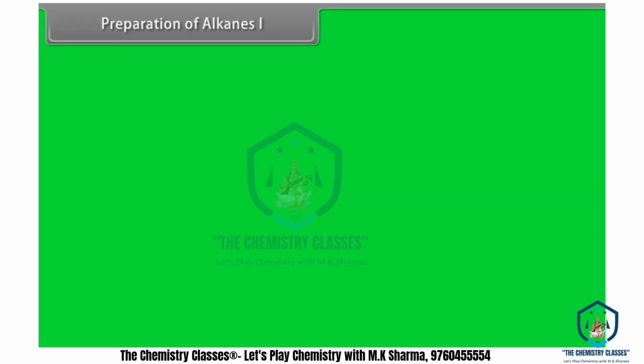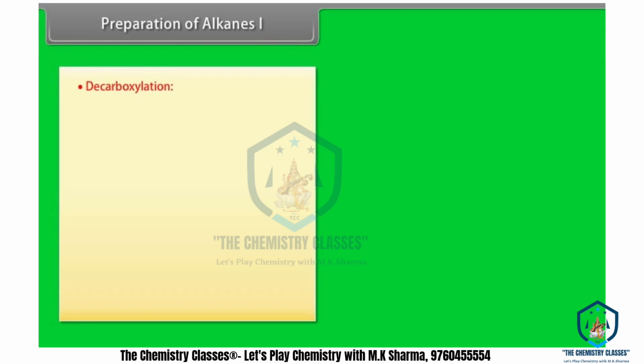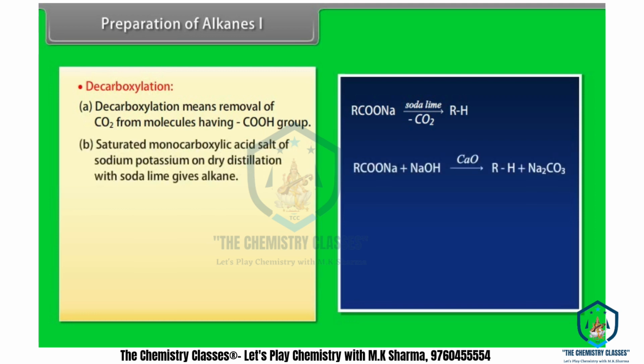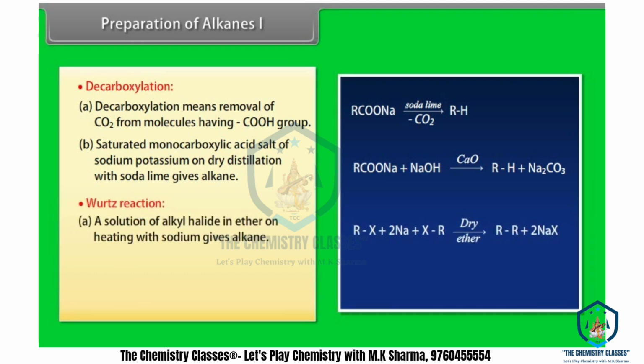Preparation of alkanes, part 1. Decarboxylation. Decarboxylation means removal of CO2 from molecules having a COOH group. Sodium or potassium salt of a saturated monocarboxylic acid, on dry distillation with soda lime, gives an alkane. Wurtz reaction: a solution of alkyl halide in ether, on heating with sodium, gives an alkane.